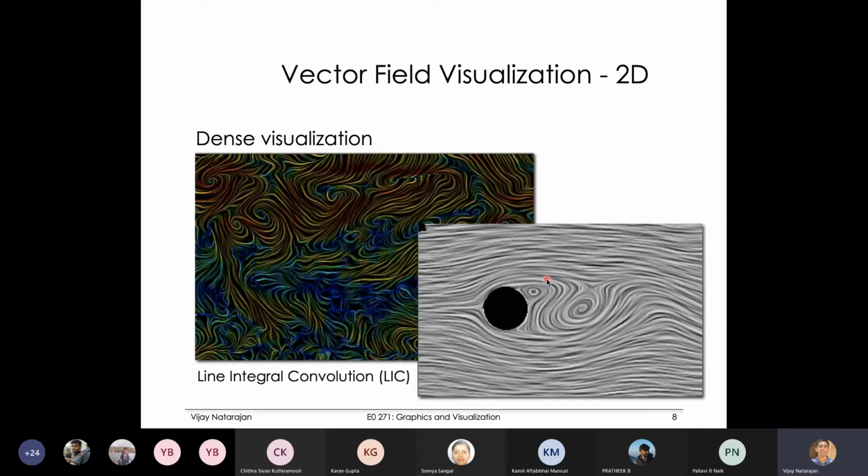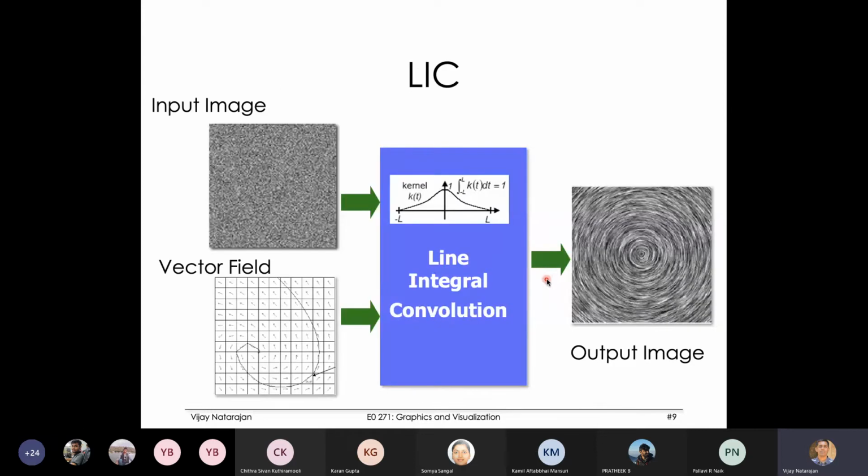What is a line integral convolution? Here is a one slide explanation. Again, I'm not going to talk about algorithms for computing line integral convolution images. It's good for you to know that these are different ways of visualizing vector fields, and you start using them. That is the idea.